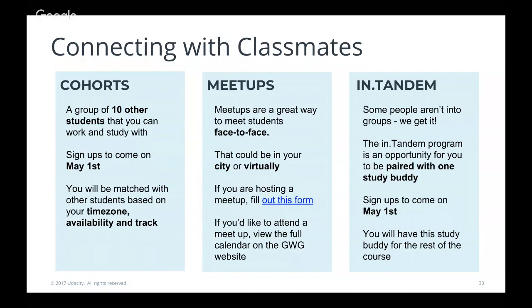And we also have the In Tandem program, which is a tutoring program. This is great for people who want more one-on-one support with a peer. We're also going to be rolling this out on May 1st. You can do both the In Tandem program and cohorts if you want to work with a group and also work with peers one-on-one. But the In Tandem program is just to really get you a study buddy for the rest of the course, so you have more of that one-on-one connection with somebody. I'm seeing a lot of people post in the feed about being introverted. This is a really good option for introverts who might prefer to work more one-on-one with people.